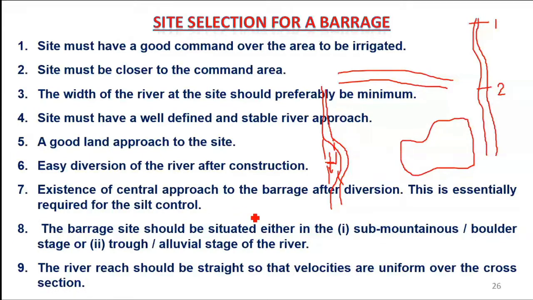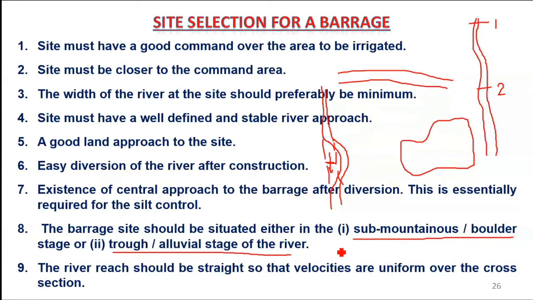Number seven, existence of a central approach to the barrage after diversion. This is essentially required for silt control. We should try that the river moves straight here. Number eight, the barrage site should be situated either in the number one, sub-mountainous or boulder stage, or number two, trough or alluvial stage of the river.